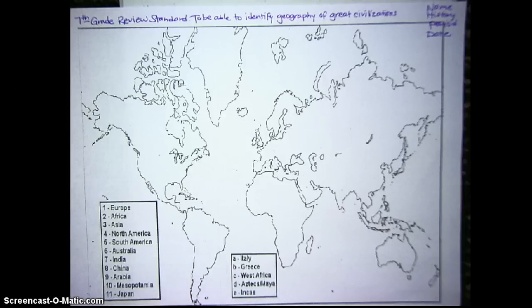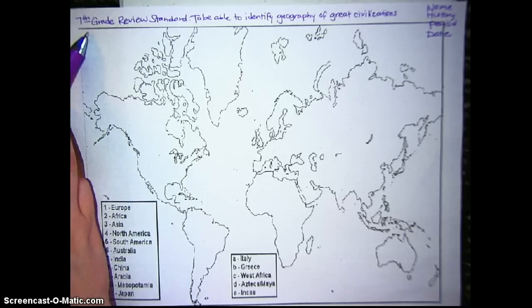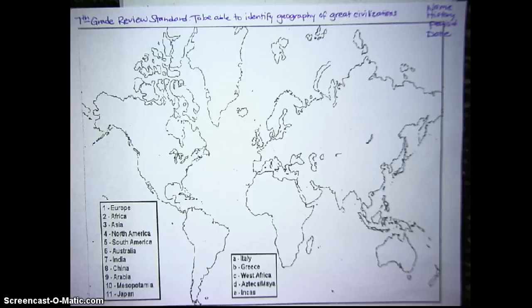I'm going to write in where these places are, and you're going to need a pen or a pencil. If you use a pen, please do not use blue. Remember, blue is ocean. You can also have a blue one as we'll label some oceans, but for the lands you'll want a different color other than blue. Remember, blue is always water, and land is never blue. Okay, up here at the top, this is a 7th grade review standard to be able to identify geography of great civilizations.